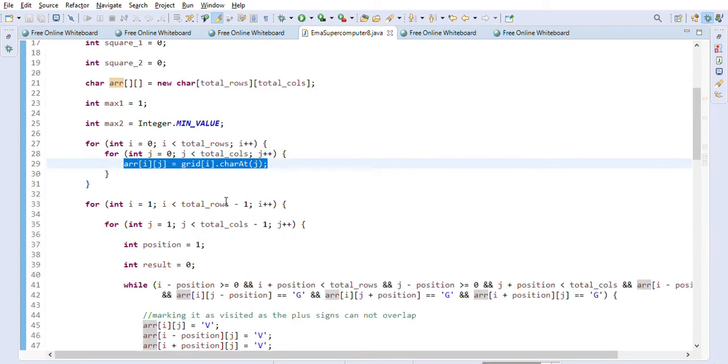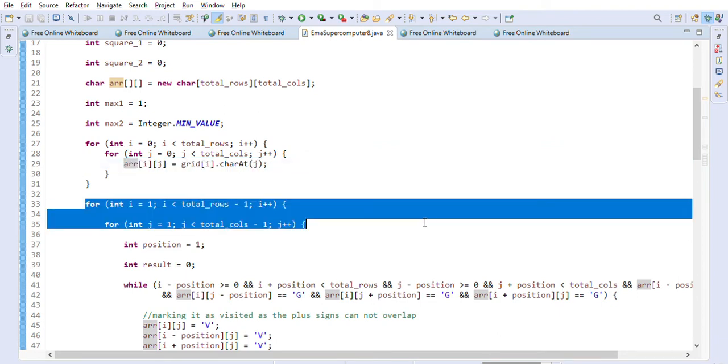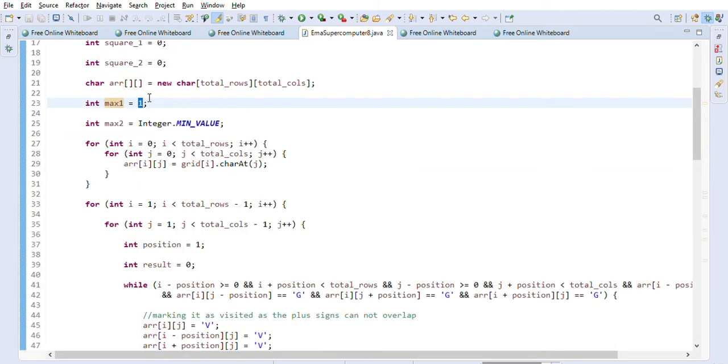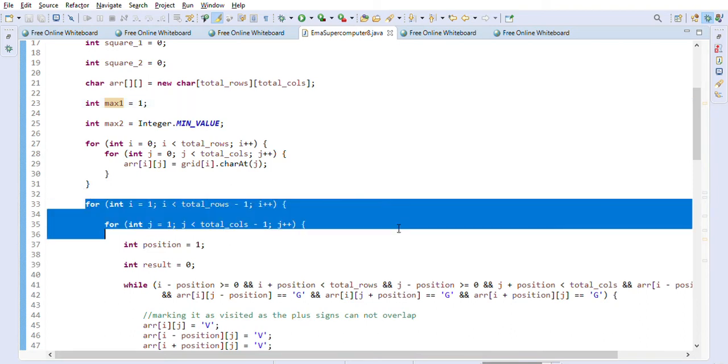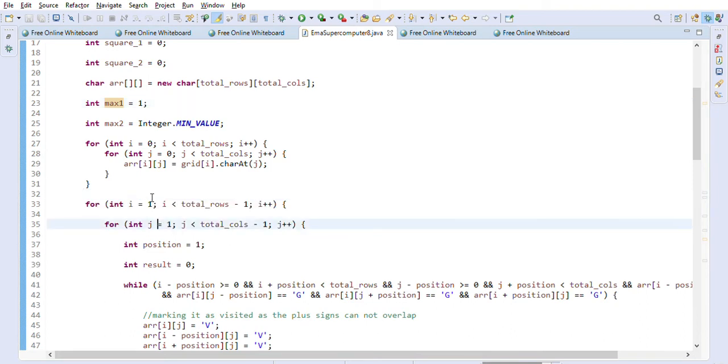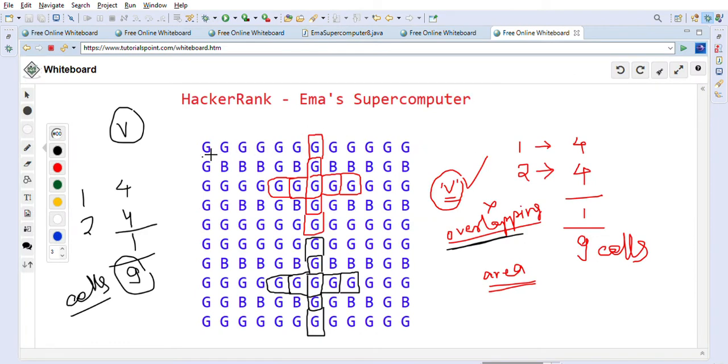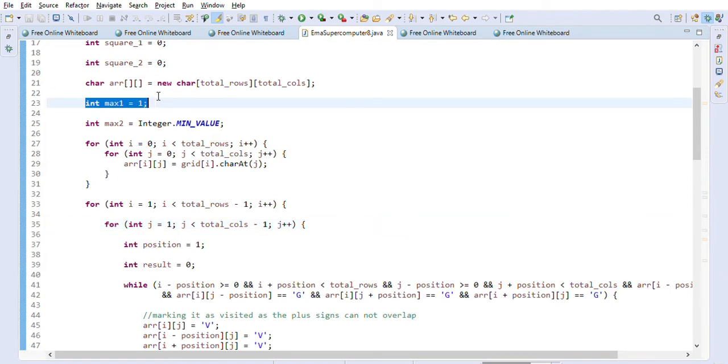So now after that we will start iterating through the given matrix, right? Because max 1 is already considered as a 1, we will start iterating through the original matrix at position 1, and then we'll go until total rows minus 1. Why are we using position 1? Because this 1 is already considered, it cannot be more than that. So for that reason we will start at position 1 and our max is already assigned as 1. That's why we are starting at 1.